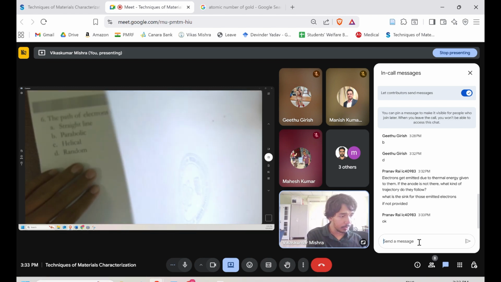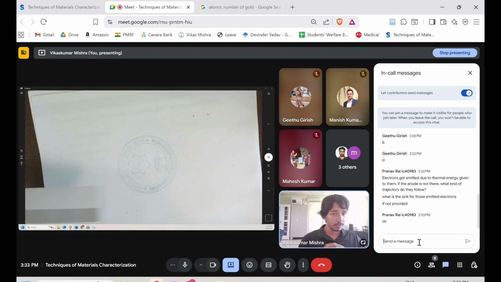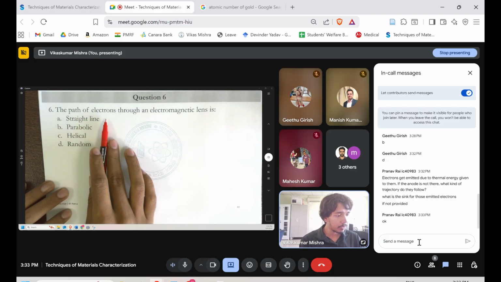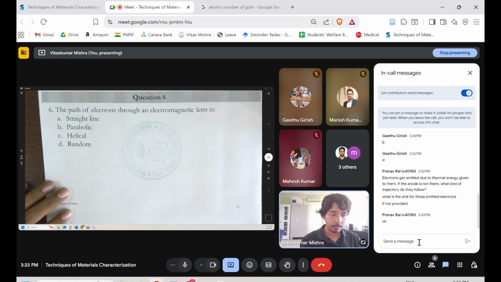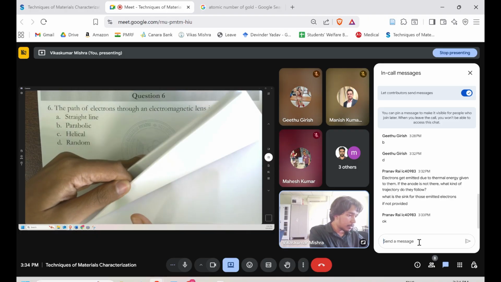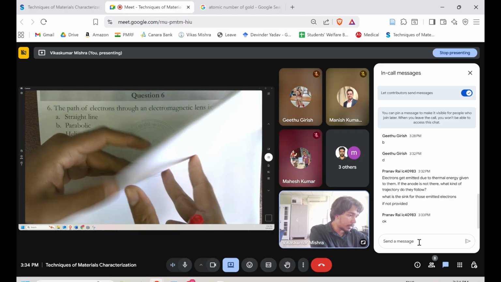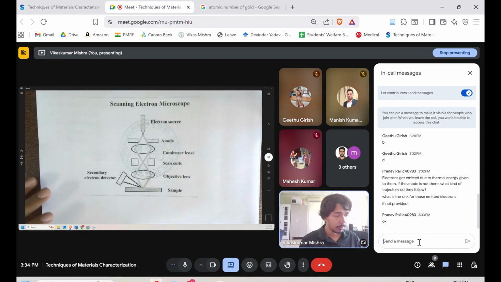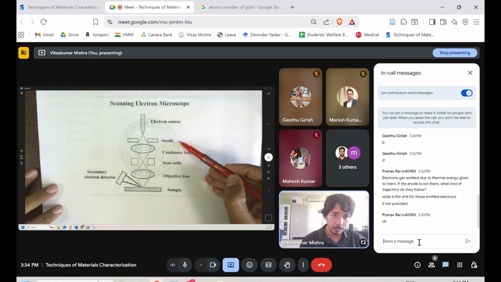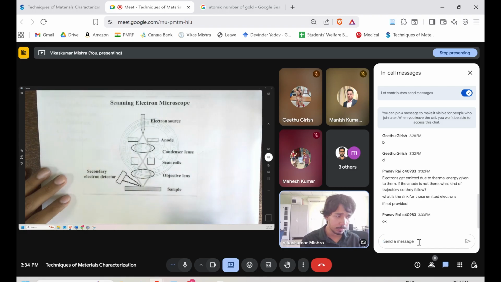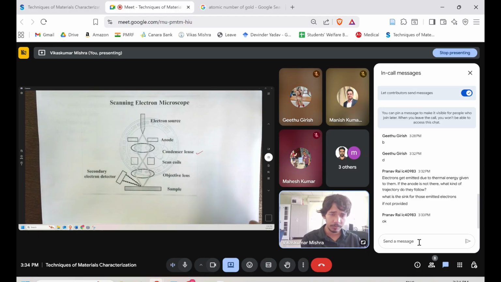Question number 6. The path of the electron through an electromagnetic lens is, among these options, which one? See what is happening. Let me keep that particular figure ahead. We have the electron source, an anode, and a condenser lens. More or less, we have the electromagnetic lenses: condenser lens, objective lens, those things.